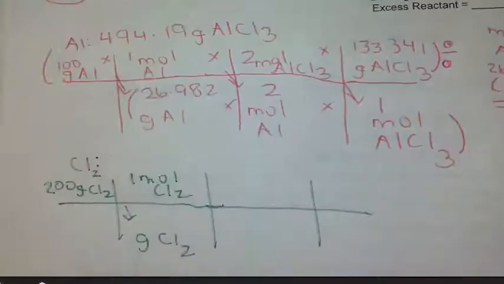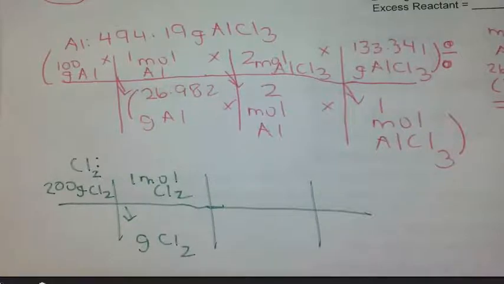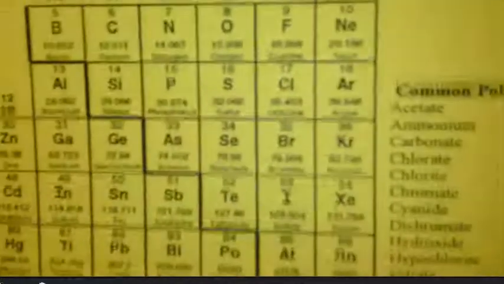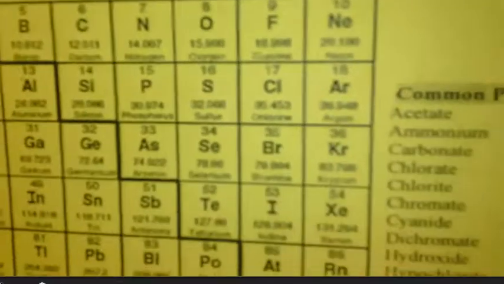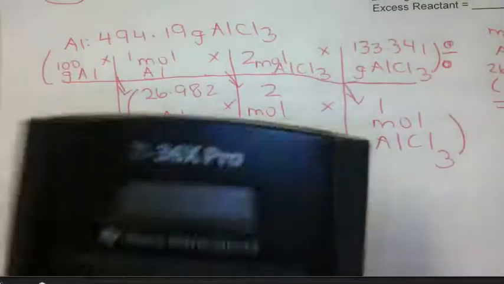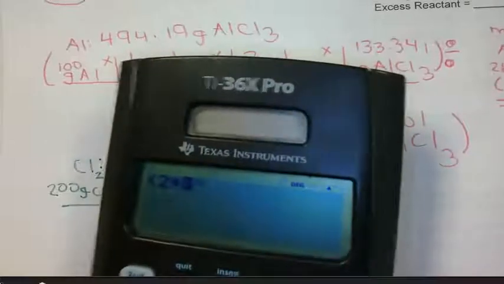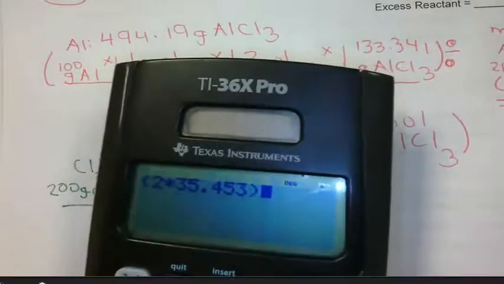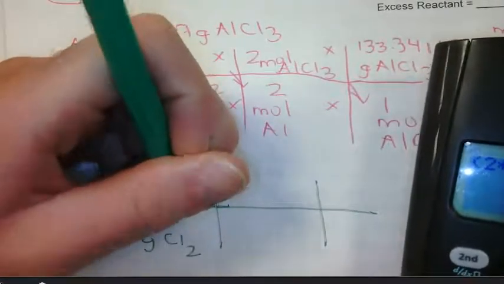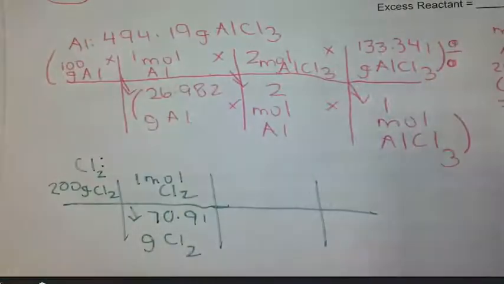Now we have to use the molar mass, and I have to remember that there are 2 of them because it is Cl2. So I'm going to say 2 times 35.453, and that's going to give me my molar mass to go in this first blank, and that is 70.91. Just rounded it up a little bit.